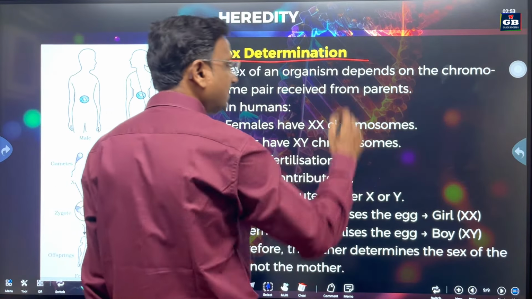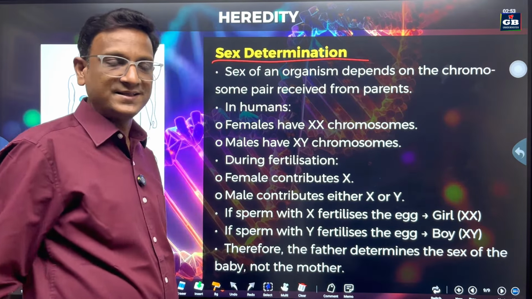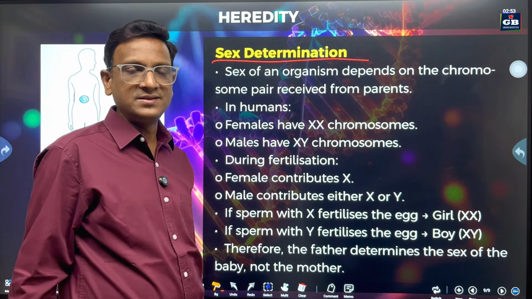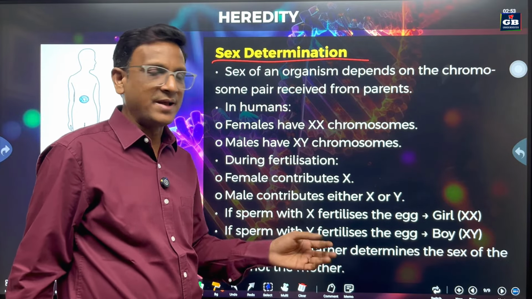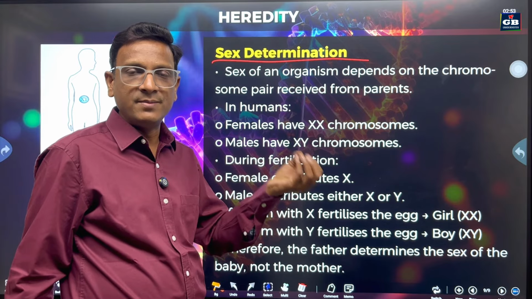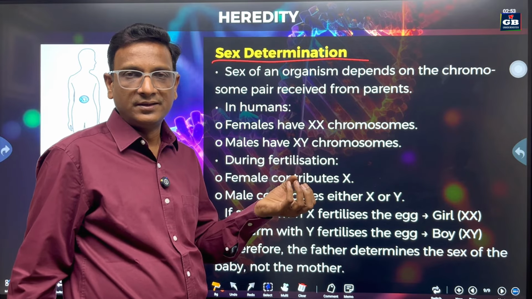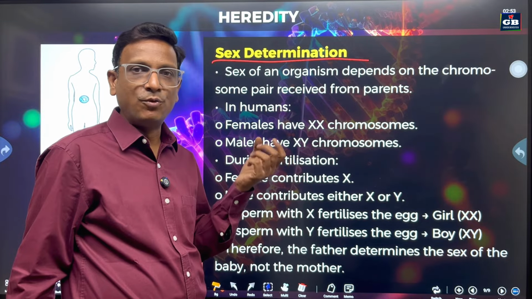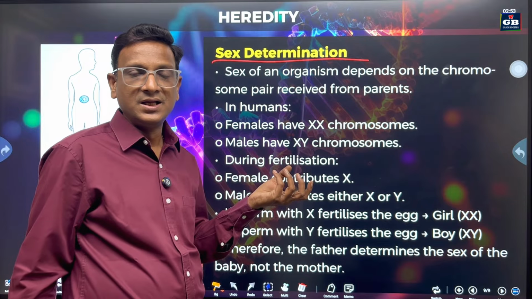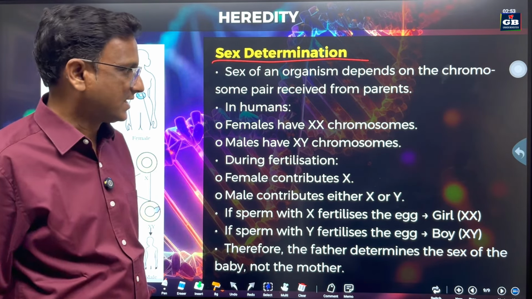So next, sex determination. What is sex determination? How is the sex of a newborn baby decided? In different animals, it is in different ways. Some animals like reptiles, temperature decides whether the newborn baby will be a boy or a girl. Okay. Some animals will have both the sexes, male and female, like some snails. Right. But in humans, what decides?